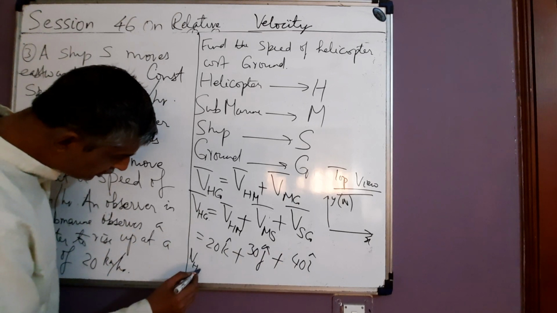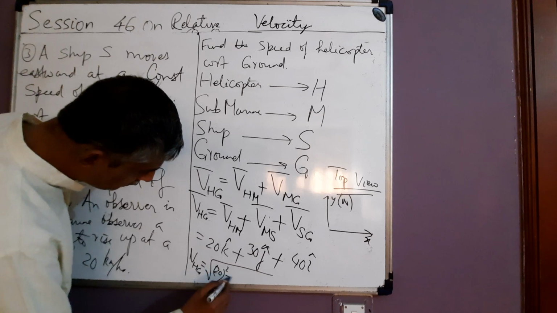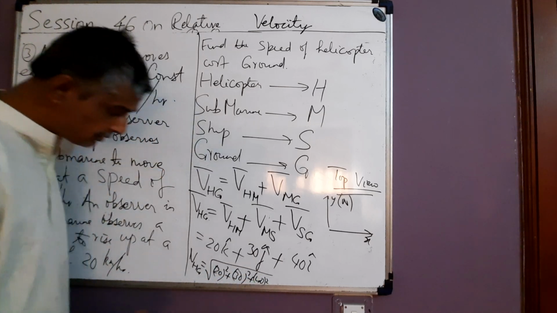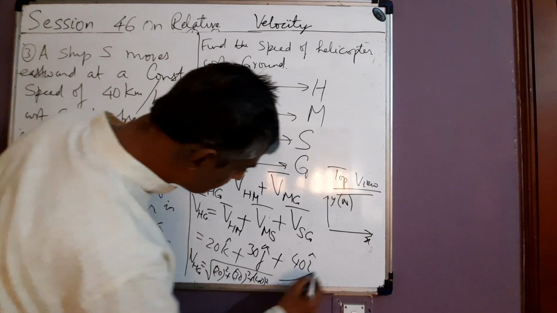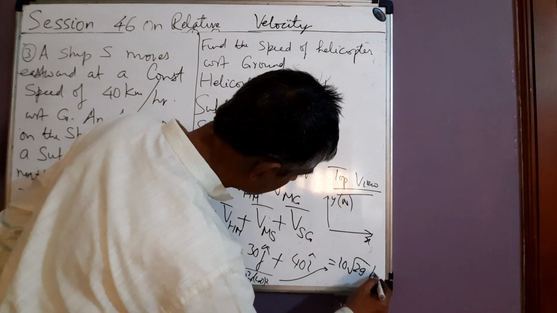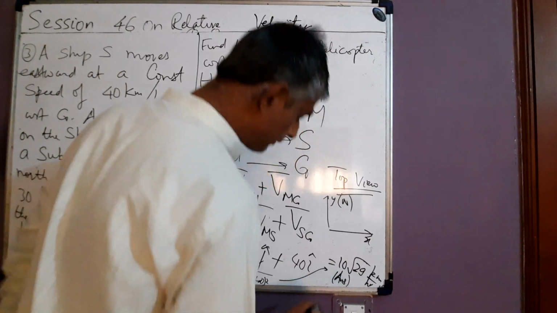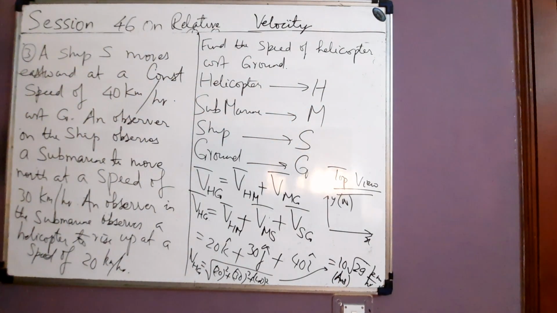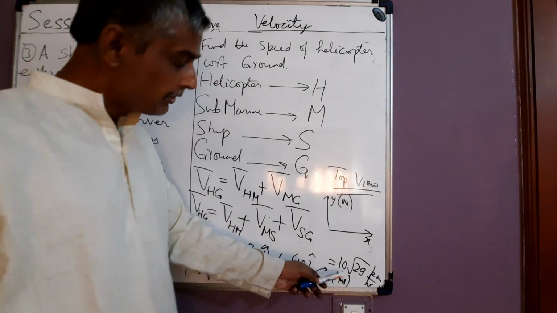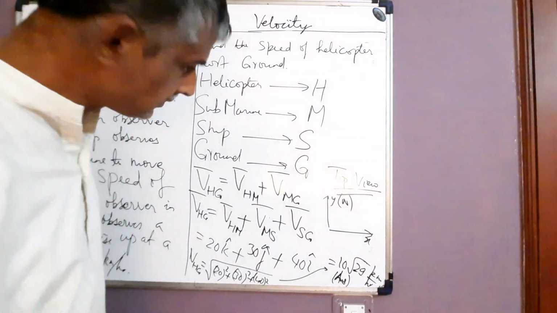From the law of vector addition, the magnitude of VHG will be the square root of 20 squared plus 30 squared plus 40 squared. This will become 400 plus 900 plus 1600, which is 2900, so it equals 10 root 29 kilometer per hour. So the speed of the helicopter with respect to ground is 10 root 29 kilometer per hour. This is the required answer.